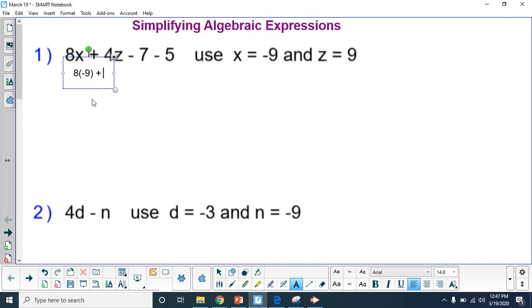And the second term, 4z, the variable is z. The value of z is 9. So it's going to change as 4 times 9. And there is no more variables, so we have to write them over. Now, 8 times negative 9 will give you negative 72, plus 4 times 9 will give you plus 36, subtract 7, subtract 5 will give you subtract 12. Sorry, I missed the positive sign.